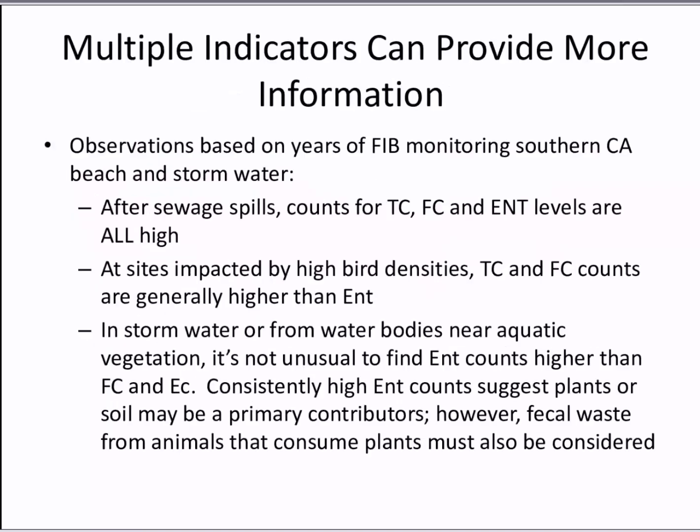Now, I just wanted to share a few observations based on years of monitoring FIB in Southern California beaches and stormwater. After sewage spills, the counts for all three indicators are high. At sites that are impacted by high bird densities, total coliforms and fecal coliform counts are generally higher than Enterococci. In stormwater or from water bodies near aquatic vegetation, it's not unusual to find Enterococci counts higher than fecal coliform and E. coli.